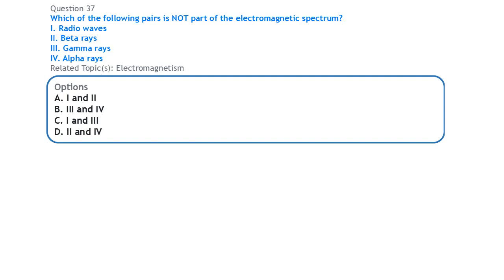Next, on electromagnetism, which of the following pairs is not part of the electromagnetic spectrum?